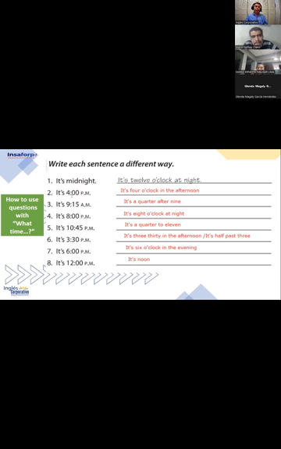At 4 p.m. It's 4 o'clock in the afternoon. It's 9:15 a.m. It's a quarter after 9. It's 8 p.m. It's 8 o'clock at night. It's 10:45 p.m. It's a quarter to 11.